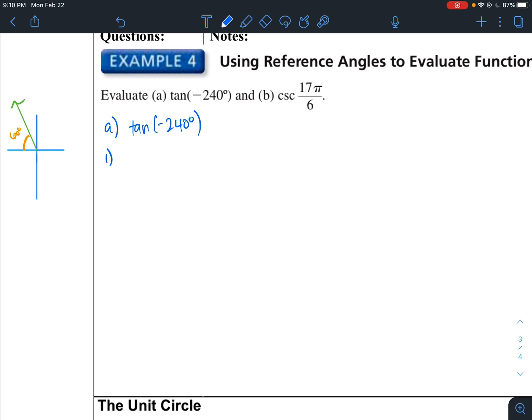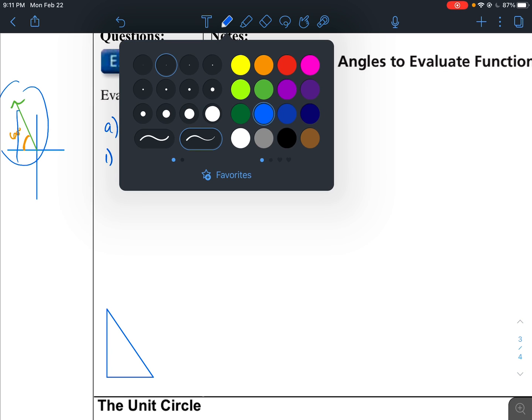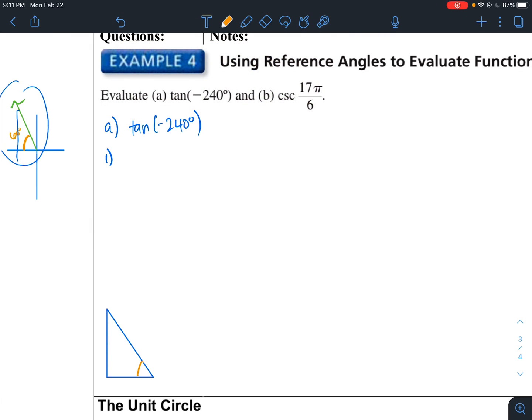However, that was poorly done. So this right here would be my reference angle. I'm just drawing my right triangle if I were to make my right triangle right here. So this is my reference angle, which is 60 degrees.